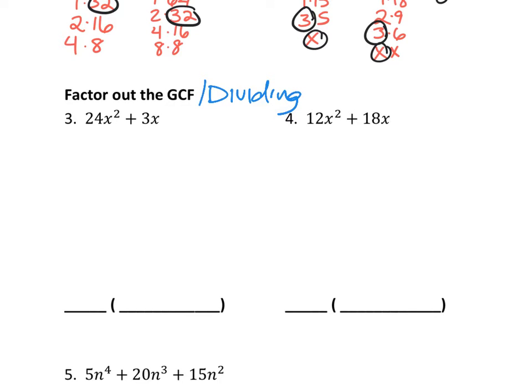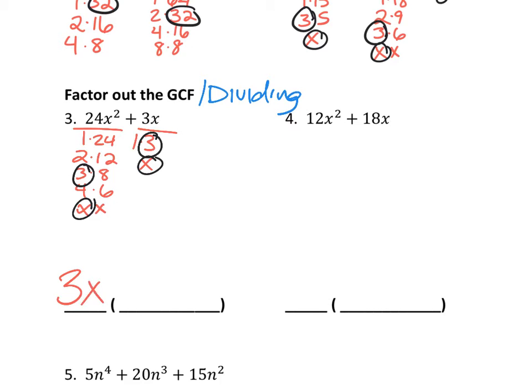Okay, so we have the polynomial 24x squared plus 3x. What is the GCF between 24x squared and 3x? I'll show you a lot of work on the first one. Here's all of the factors of 24x squared, and here's all the factors of 3x. What's the largest number they have in common? 3. Isn't that their GCF? Yeah. What about the letters? x. So you're telling me that 3x is my GCF.